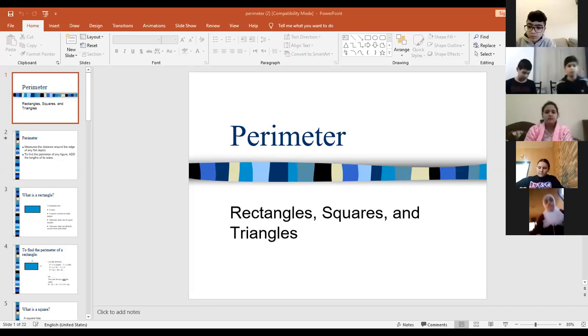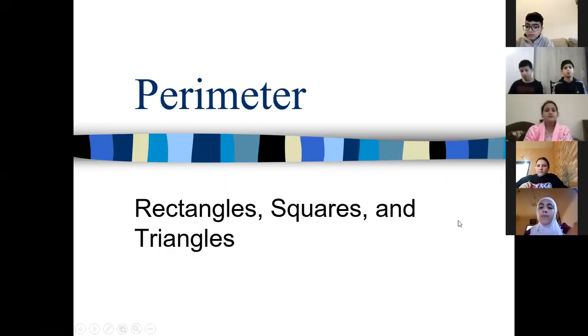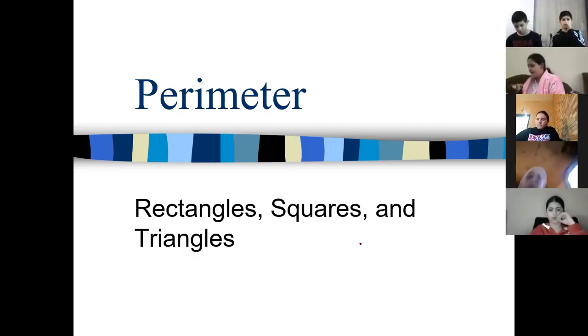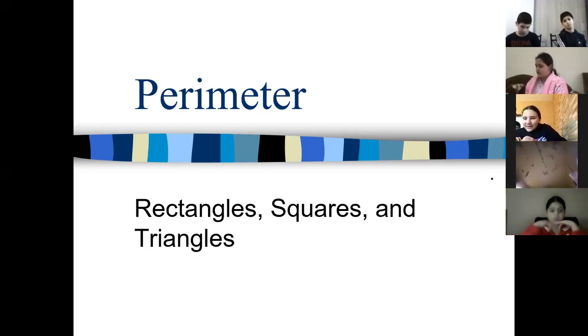So today we will start a new lesson. Our lesson is about perimeter. At the beginning of the period, when we revised the extra sheet, we looked at how we find the perimeter of some shapes. Now I will explain how we find the perimeter of a rectangle, of a square, and of a circle. Yes, Jude, any question?